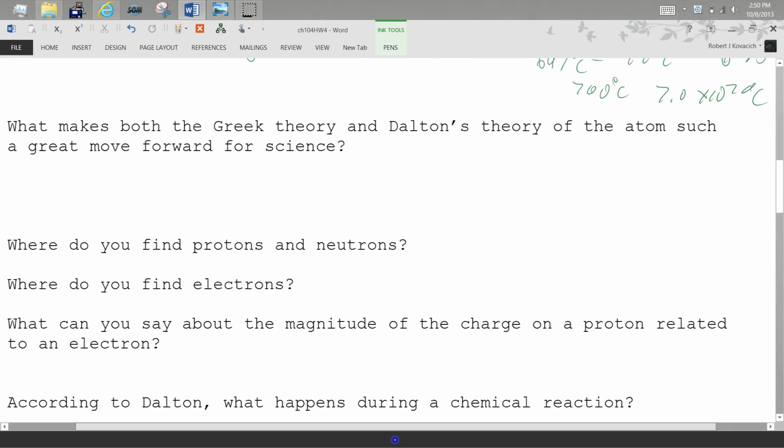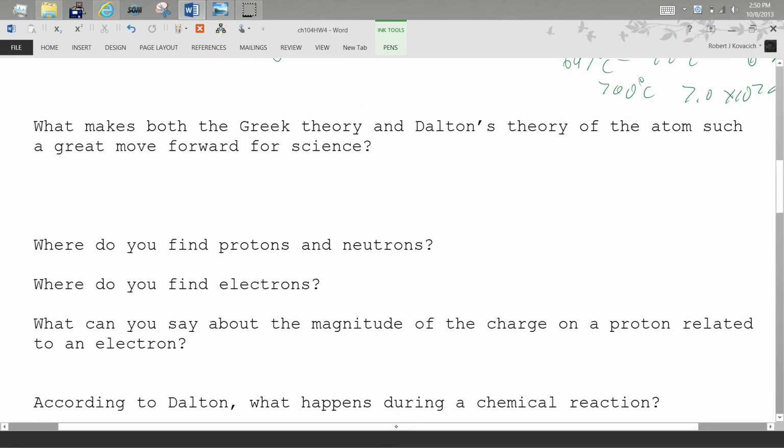Okay, so let's talk about what makes the Greek and Dalton's theory of the atom really important to science. Why are these atomic theories sort of the most important thing to happen to science in forever? True, they were right, mostly right, not completely right, but mostly right. That's not the big issue. This was more evidence to back his theories. No, that was just a belief. How about this one? He had evidence.